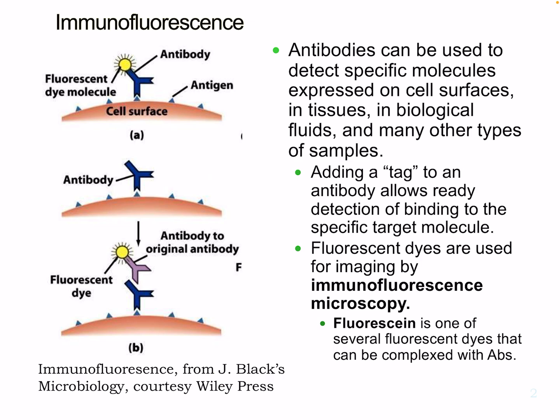So immunofluorescence. Antibodies can be used to detect specific molecules expressed on cell surfaces, in tissues, in biological fluids, and many other types of samples. We're essentially adding a tag to an antibody that allows ready detection of binding to the specific target molecule. Fluorescent dyes are used for imaging by immunofluorescent microscopy. There are several fluorescent dyes that can be complexed with antibodies, with a bunch of different names for different colors. But essentially, we have an antibody molecule that has a fluorescent dye molecule attached.